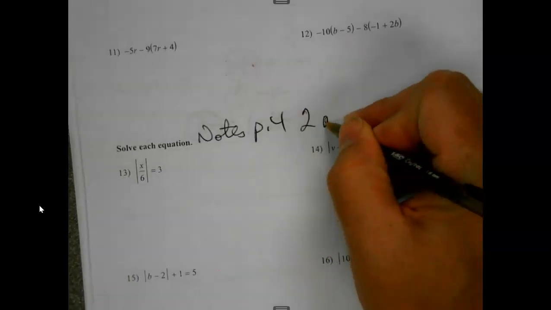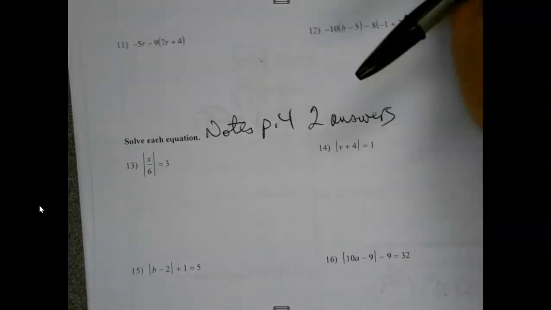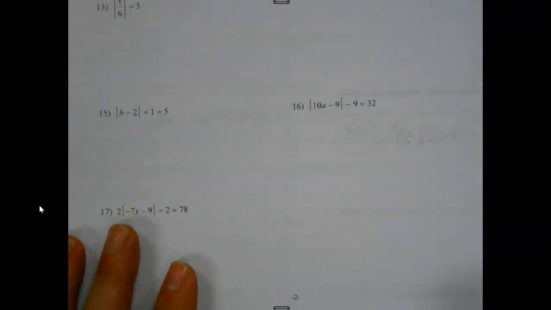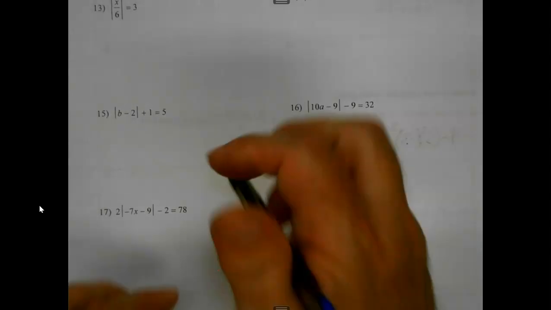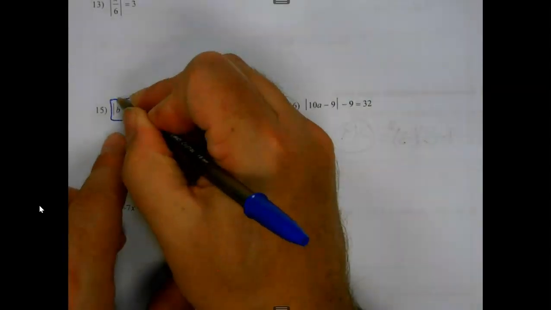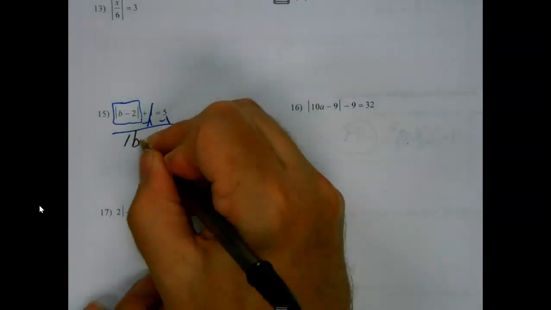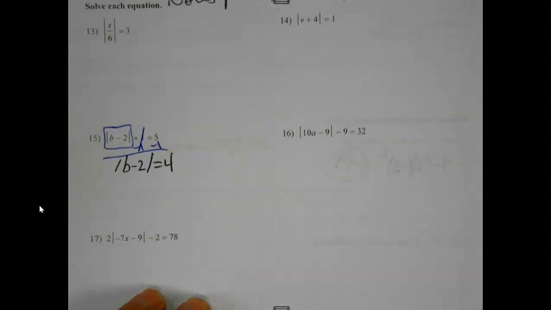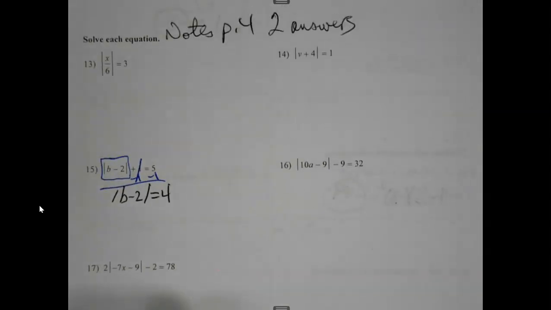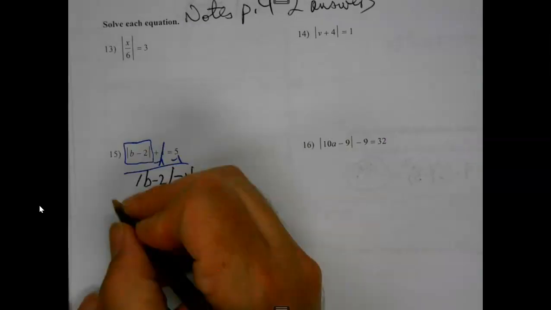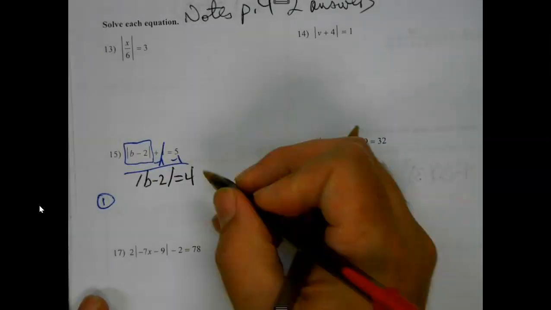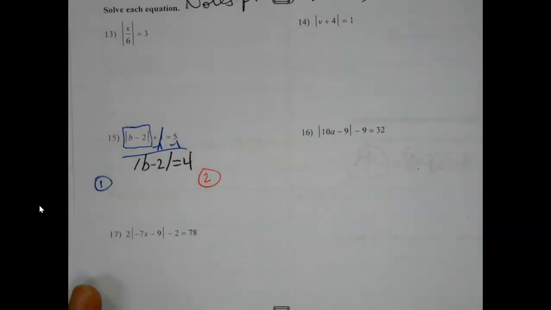So reminder on these, you're always going to get 2 answers. You'd see that if you were on the notes on that page. Before we get two answers, we got to make sure that our absolute value is alone. Okay, always make sure the absolute value is alone, because once it is, we're going to break this up into two pieces.